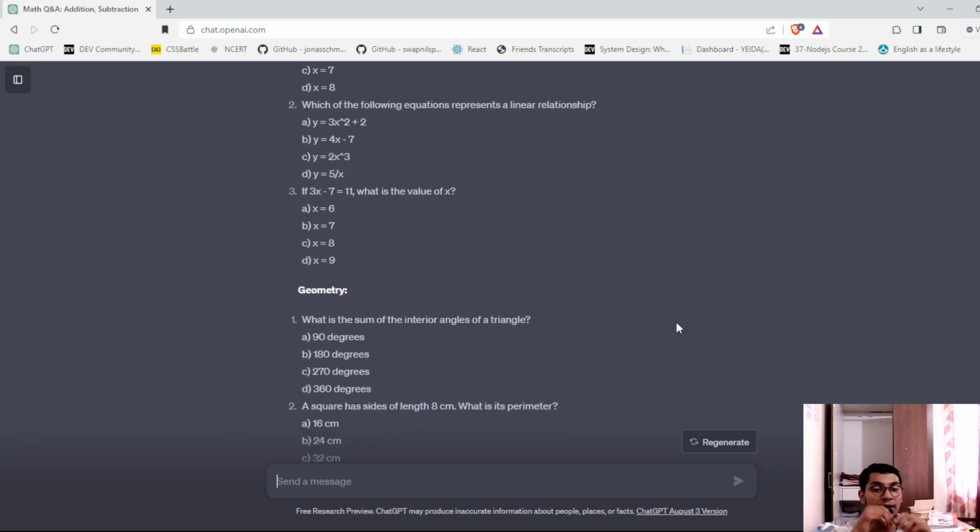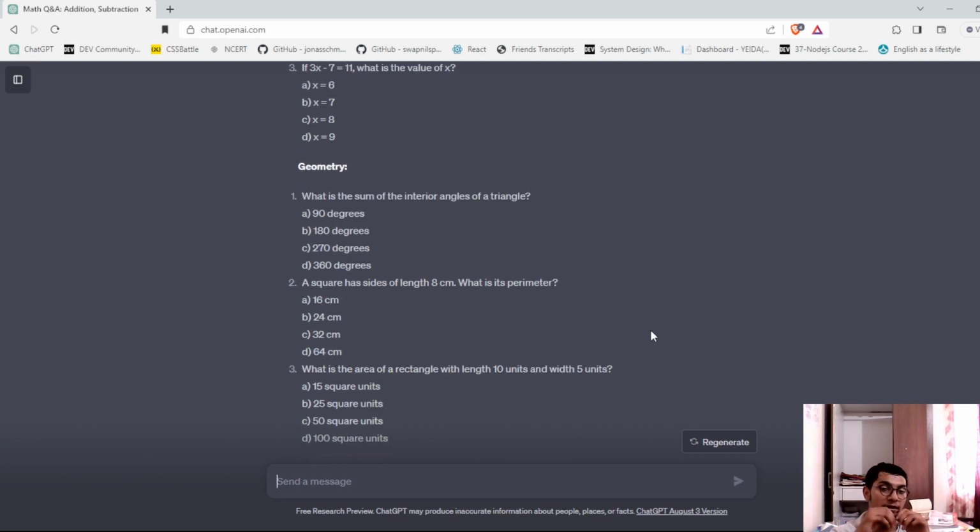What is the sum of the interior angles of a triangle? 180. A square has a side of length 8. What is the perimeter? As we know, the perimeter is the sum of the lengths of all sides. As it is given a square, it has four equal sides.